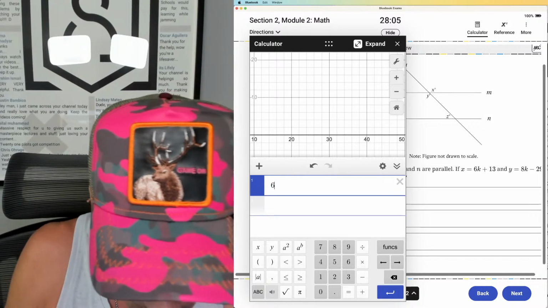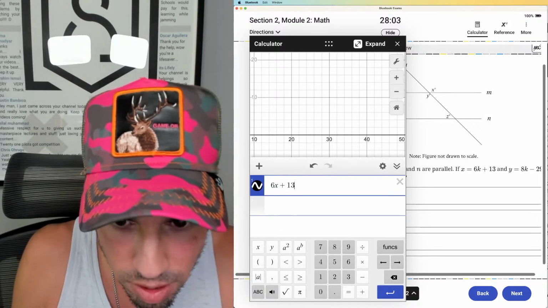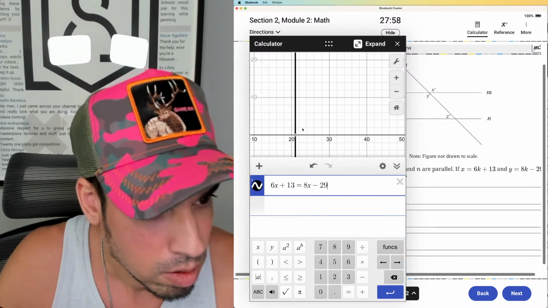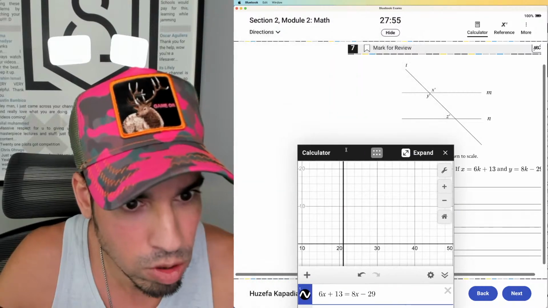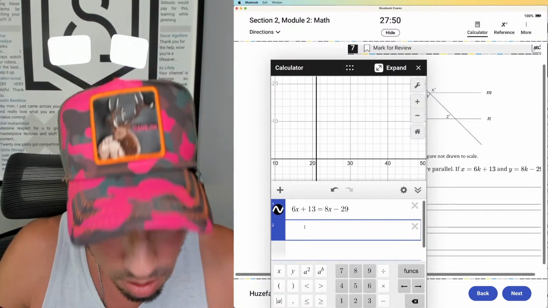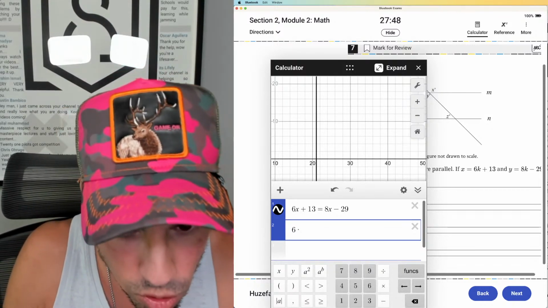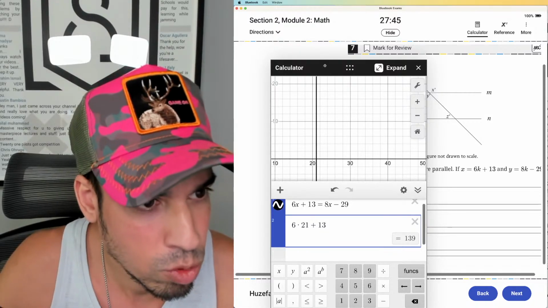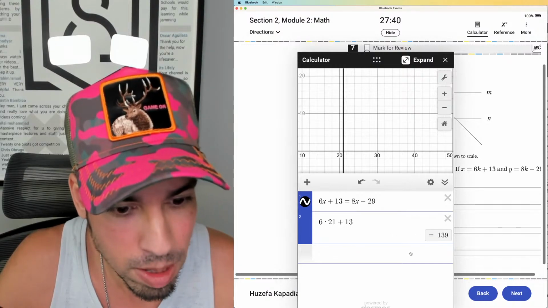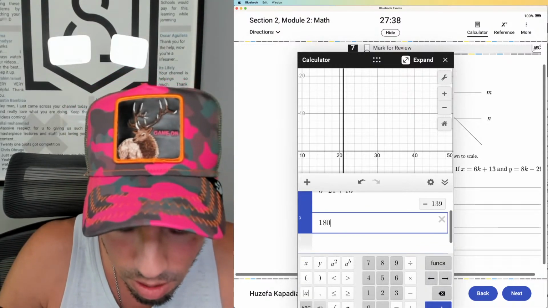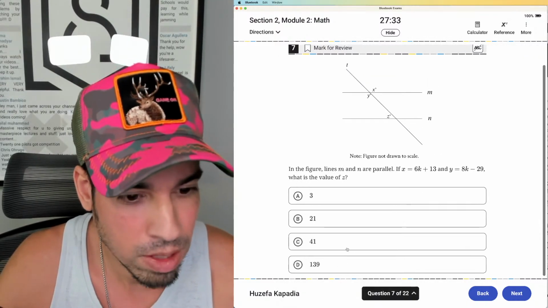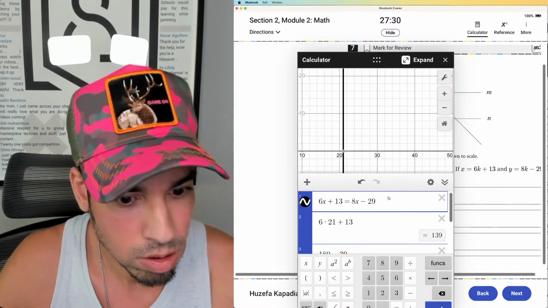So if you know that 6x plus 13 has to equal 8x minus 29, you get your value of x, which is 21. So then 6 times 21 plus 13 is 139, which is x and y, and then z is supplementary with that, which means I don't know if I can really add this. You know what? I'm not going to add this answer because I feel like, oops, wait, did I even get the right answer? Yeah, I got 41, right?